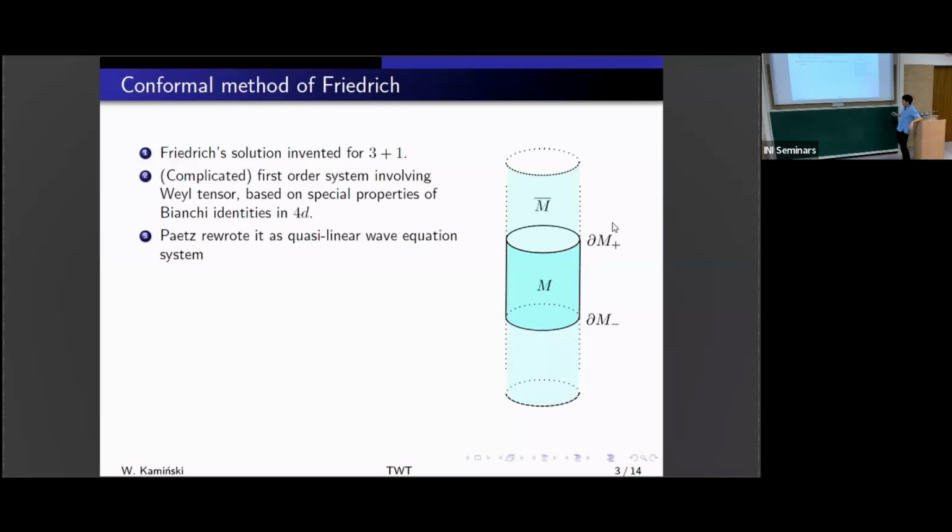So this first order system is nice, but one can also rewrite it as a system of quasi-linear wave equations. I think Paetz did it at some moment. You just prolong it a bit and you have it. Yes? This is a quasi-linear system for which variables? Metric only? No. This system is for the metric, the connection, and I think there is also the Schouten and Weyl tensor. So there are many variables.